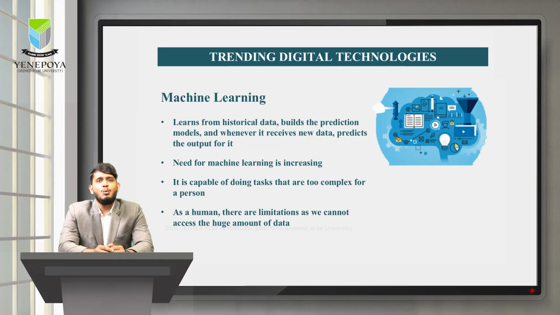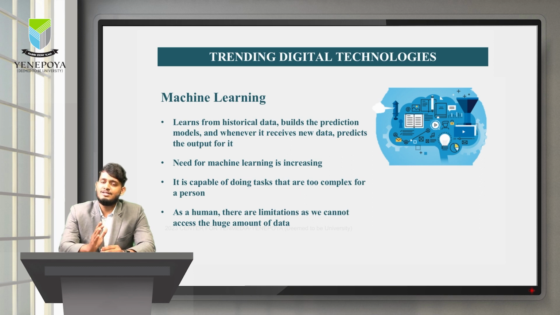Now we understood what exactly machine learning is and how it works in a system. So to conclude, we can say that machine learning is a process where the machine learns from the historical data, builds the prediction models, and whenever it receives new data, predicts the output for it. Nowadays, the need for machine learning is increasing as it is capable of doing tasks that are too complex for a human mind to deal with.